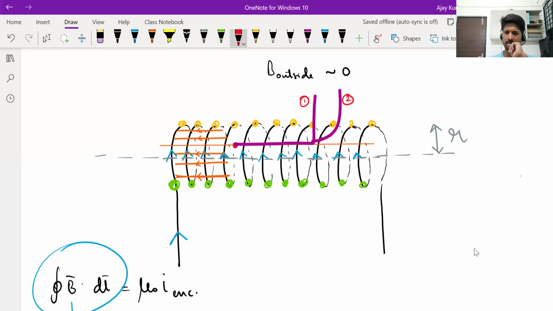Shashank, you said rectangular path. So my question is, why should it be rectangular? Why should we go straight like this? Why can't we go at an angle or a curved path? I think the integration will be easy. Integration has to be easy.